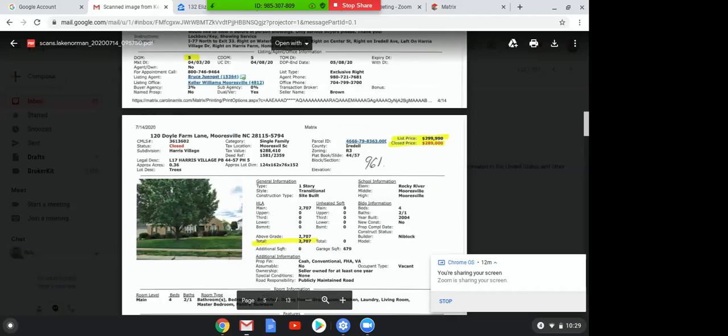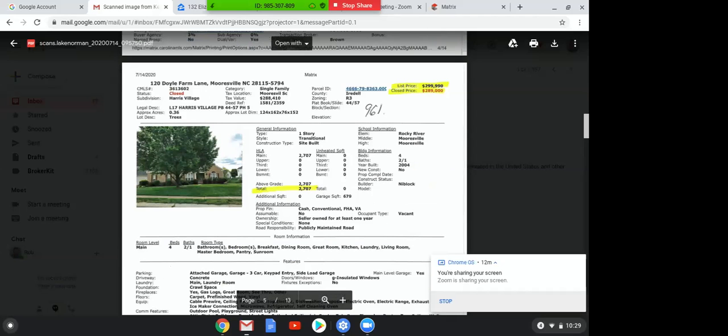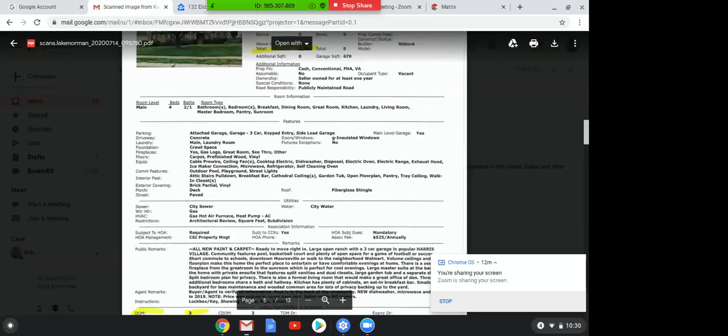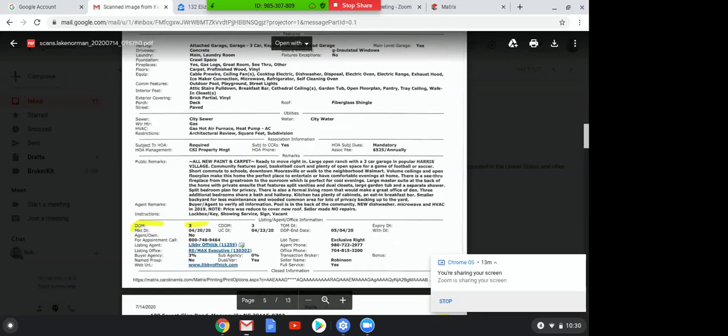Next one in the neighborhood. This one, 2707 square feet. $289,900. It sold for 96% of the list price. It was listed at $299,900, sold $289,900. That's 96%. Price per square foot, I didn't write on this, but is $106. So 289 divided by 2707 is $106 a square foot. And this one was on for 3 days. Days on market, 3 days.